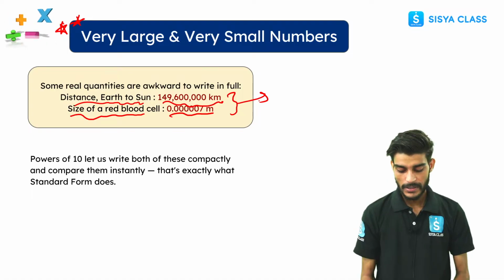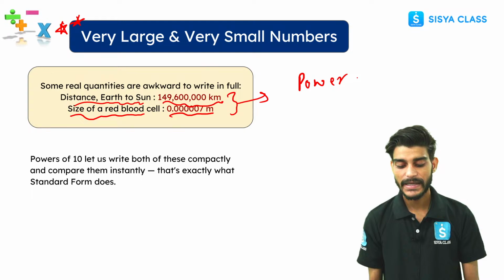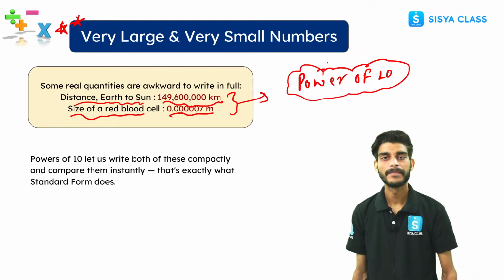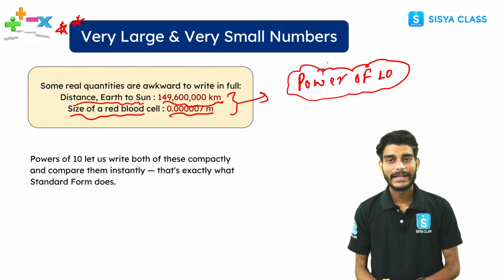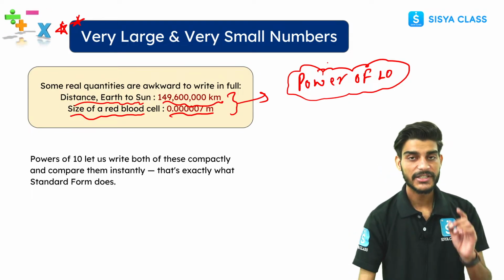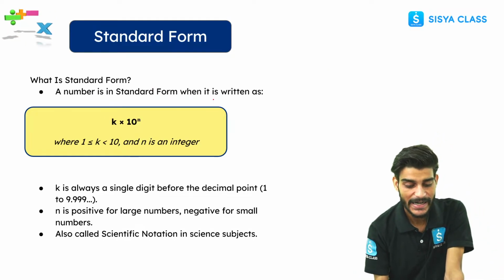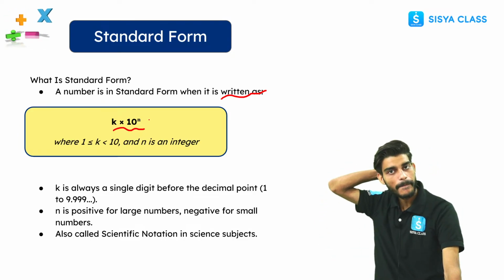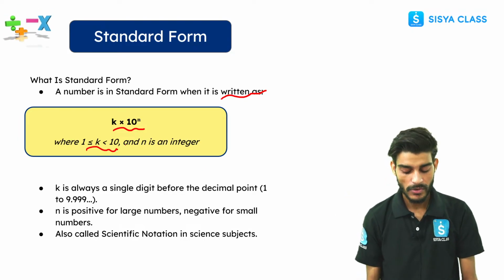Everyone should follow it. That is called the powers of 10. You have to write these numbers as powers of 10, and this is a general notation everyone follows. That is called the standard notation, or you can say the standard form. So next we will study the standard form. What is a standard form? A number is in standard form when it is written as k into 10 raised to the power n, where k belongs to 1 to 10.